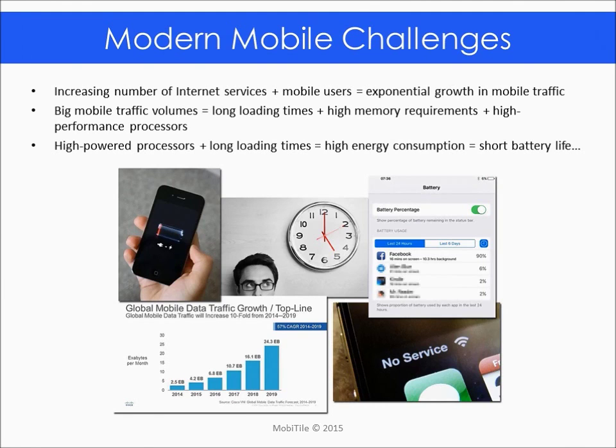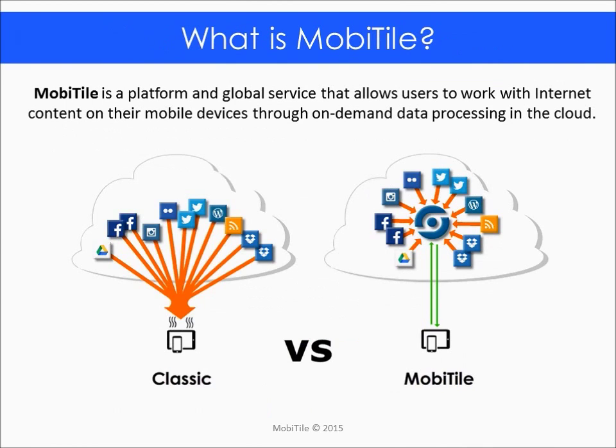Various solutions exist to overcome this situation, one of which is MobiTile. The idea behind MobiTile is simple. Process data where it is located in the cloud and provide users with only the information they want. The MobiTile platform, therefore, consists of two interconnected parts: a core for data processing in the cloud and a thin client on the mobile device. What are the benefits of this approach?